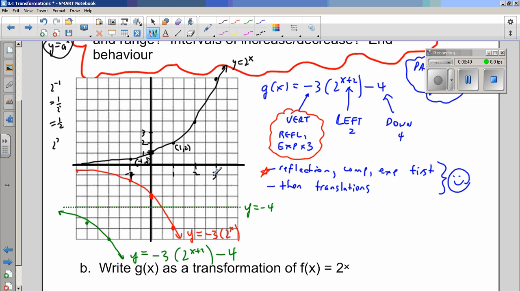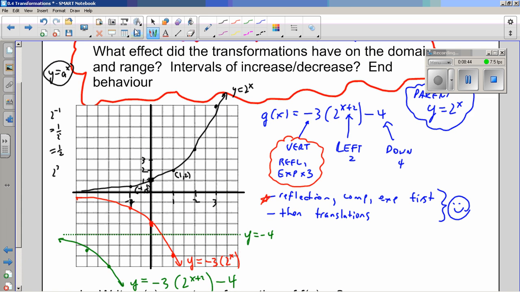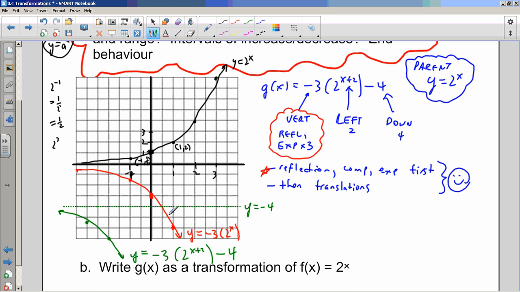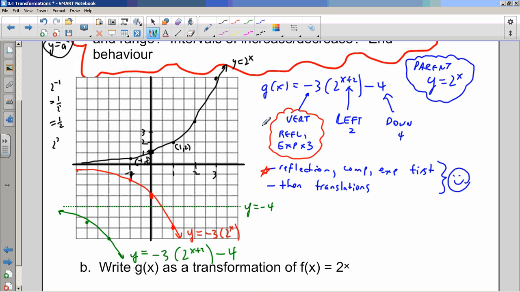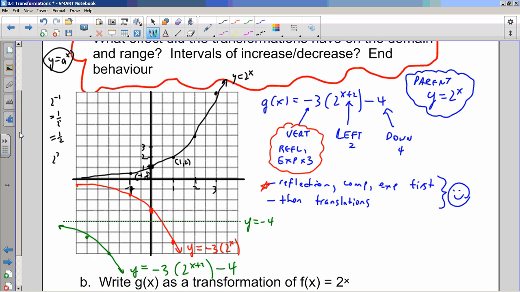Lovely. And now what are we going on about the thought clouds here? What effect do the transformations have on the domain and range? Well, the domain is still all real numbers, even though I can't see the graph covering up and having a shadow on the x-axis here. This is going to go on forever in this direction, and x can be any real number. So it had no effect on the domain.